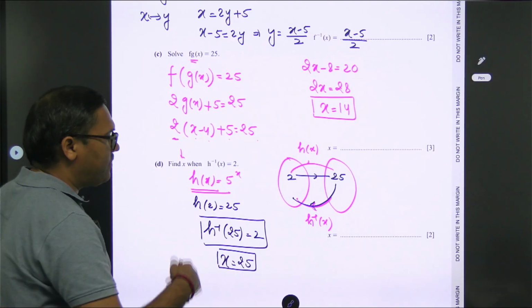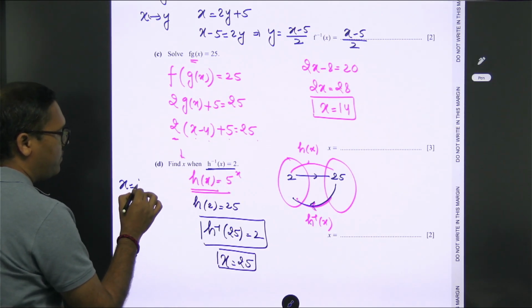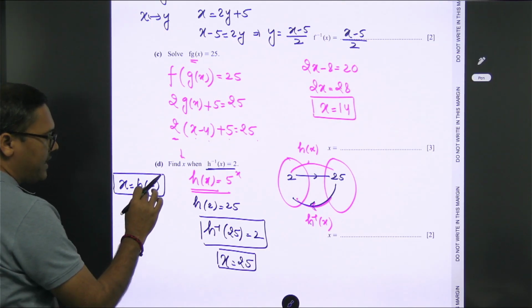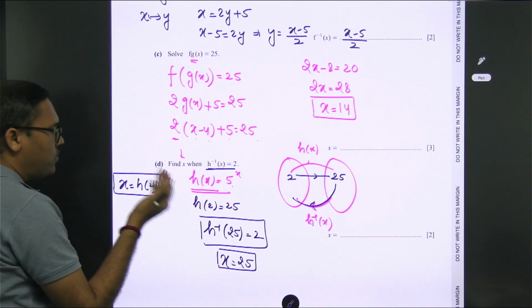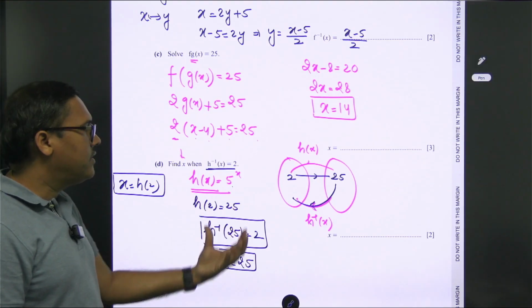Or, another easier way to understand this: if h inverse of x is equal to 2, you can directly say x will be equal to h of 2. This is another way to understand this. Now what is h of 2? 5 raised to 2, which is equal to 25. This is the logical, or conceptual, way to understand the inverse function.